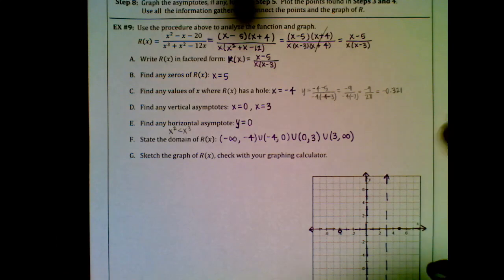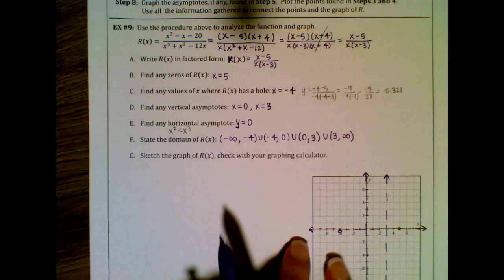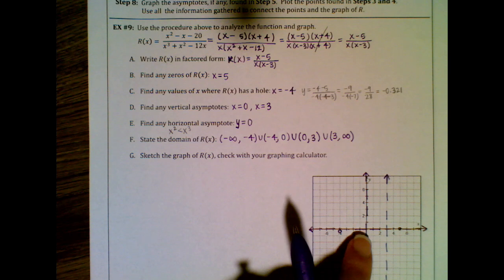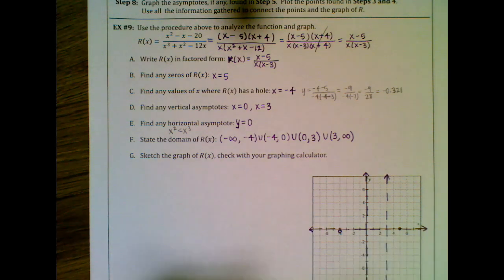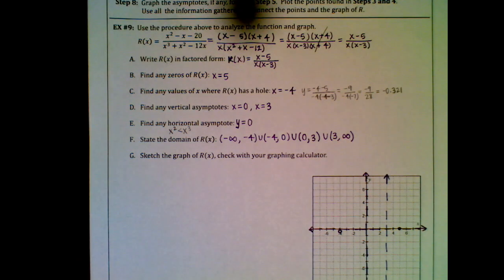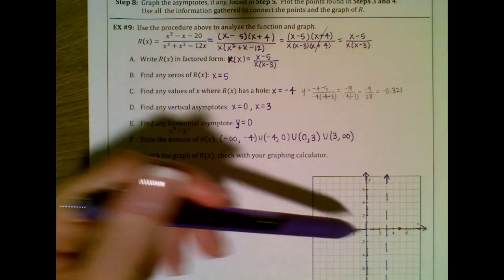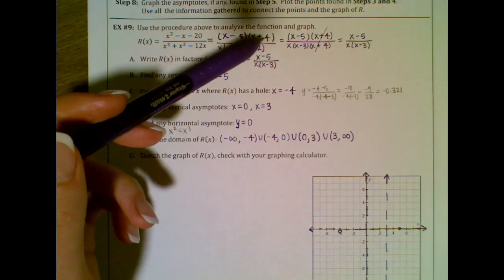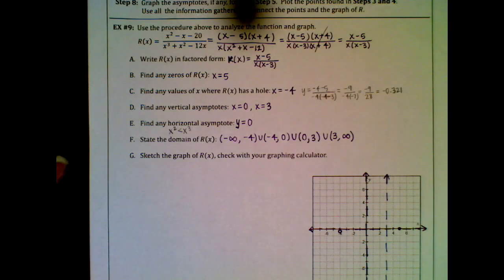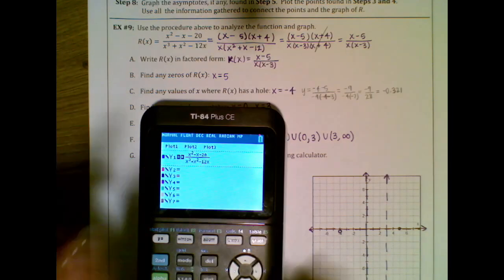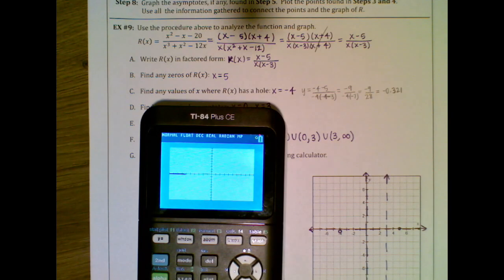Okay. And that should make sense looking at the domain. It goes from -infinity to -4, -4 to 0, 0 to 3, and 3 to infinity, because it can go through that 0 there. All right, now to get other points of the graph, remember you can pick x values to plug back into the equation. Because it says to check with your graphing calculator, just to save us some time, I did type the function into my graphing calculator and hit graph.